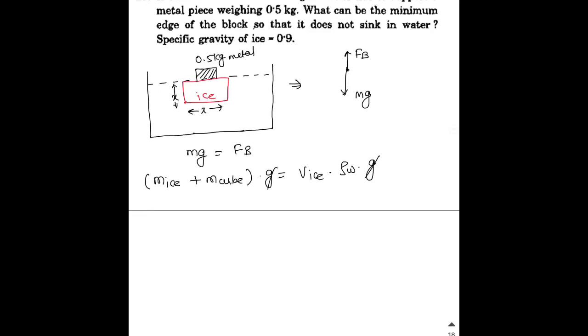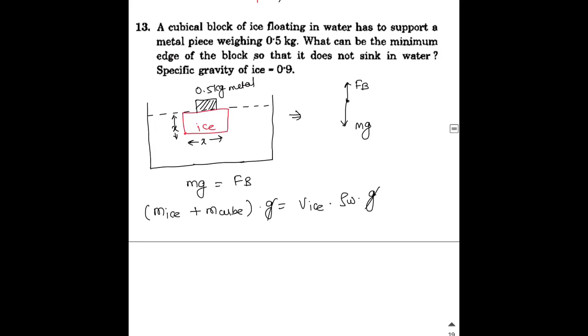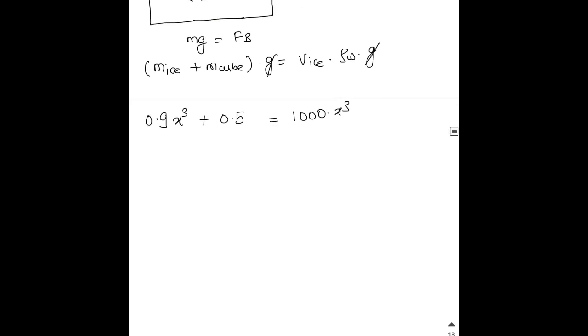So again g gets cancelled out. Volume of the ice, what can we write? Mass of ice we don't know, but they have given the specific gravity of the ice as 0.9. So we can write it as 0.9 times x cube plus, the mass of the cube is given as 0.5 kg, should be equal to 1000 times x cube. Total volume, since it is a cube, is going to be x cube. So 1000 times x cube.